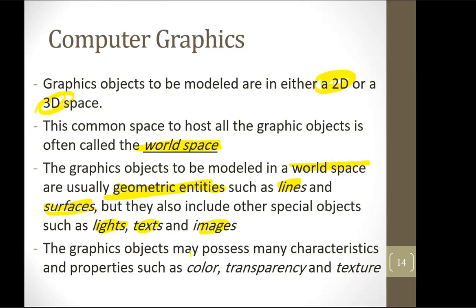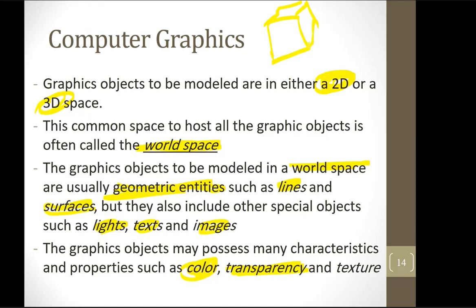So the graphic object may possess many characteristics and properties. For the object, we can change the color after creating it. I created a 3D object here. After creating this object, I can change its properties. I can change the color. I can change the transparency. What does transparency mean? What does transparency of the object mean?